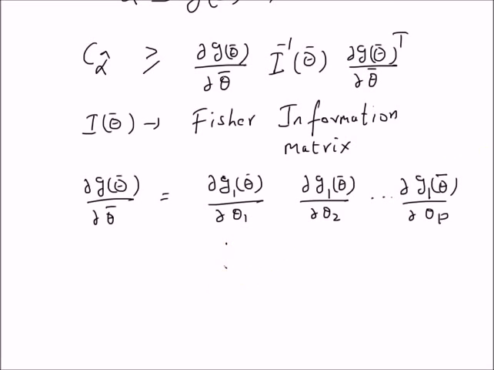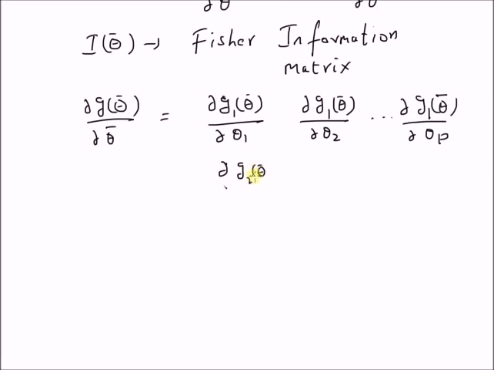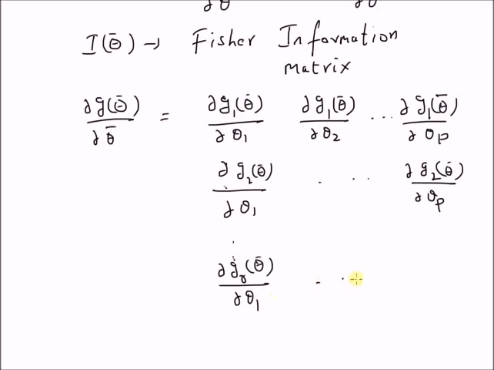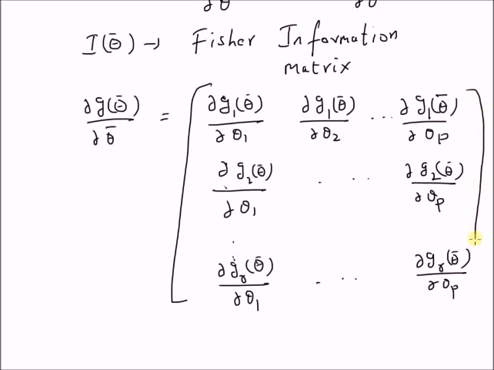Next, we have the derivative of the second component of the function with respect to the first component of the vector. And similarly, we have the derivative with respect to the pth component of the vector in the second row and the pth column. And the final row is the derivatives of the rth component of the function g with respect to the components of the parameter vector theta bar. So this is the structure of the Jacobian matrix.